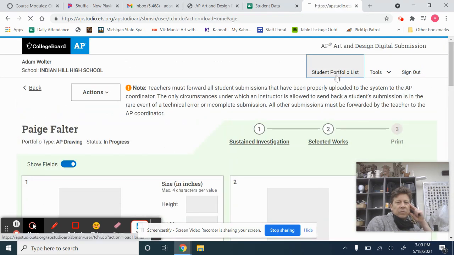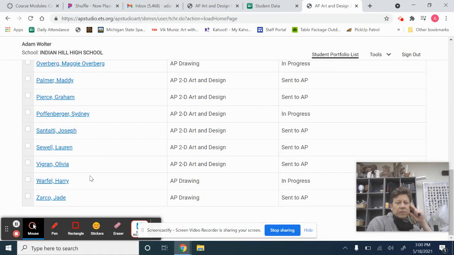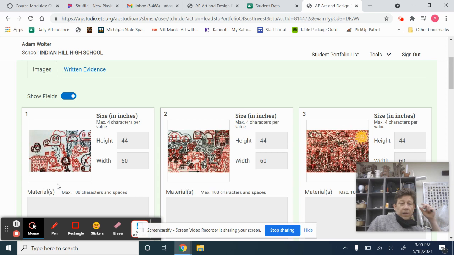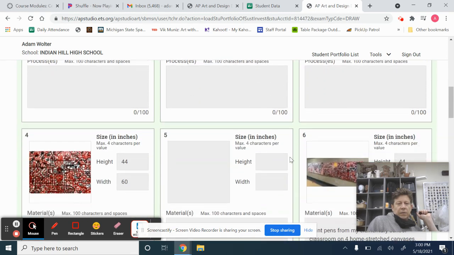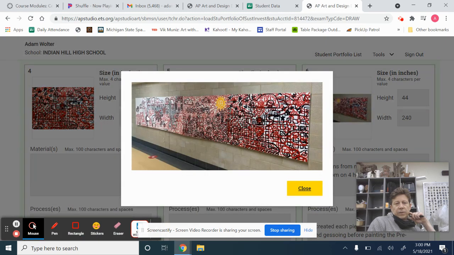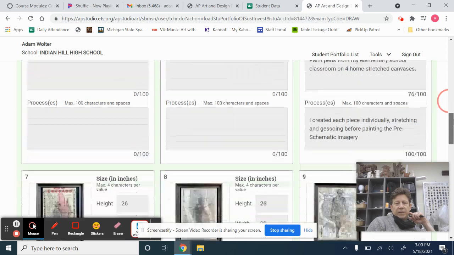So let's go back to the student portfolio list and we'll look at one more that I know isn't done yet. I think Harry is still in progress, right? So I'm going to click on Harry, and Harry has done an excellent job. These are large paintings that he created, and they then become this large installation here. So we see how it fits on the whole wall. So that's a nice progression for that series of paintings.